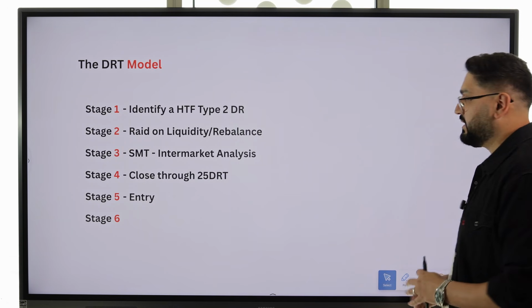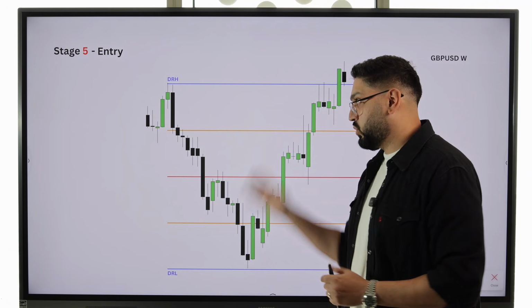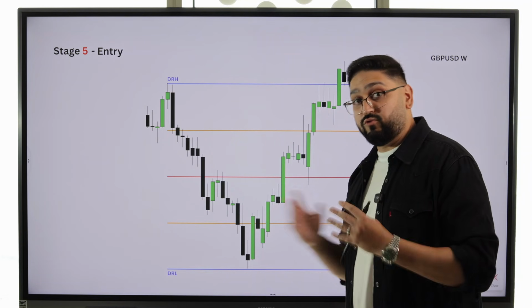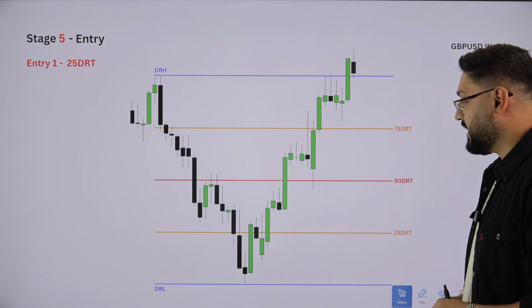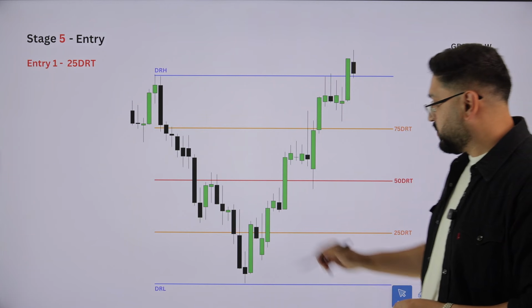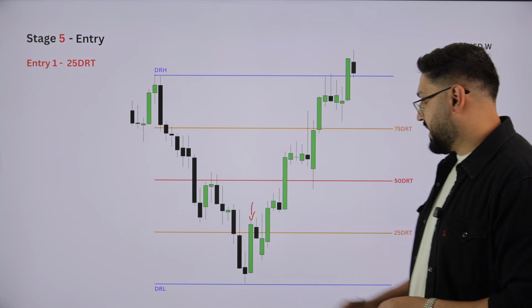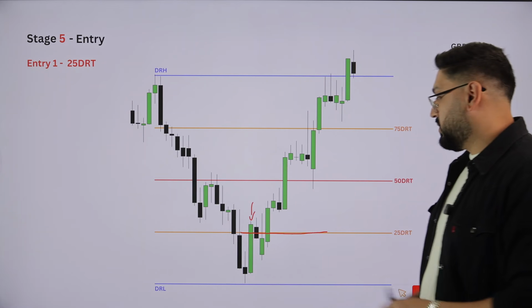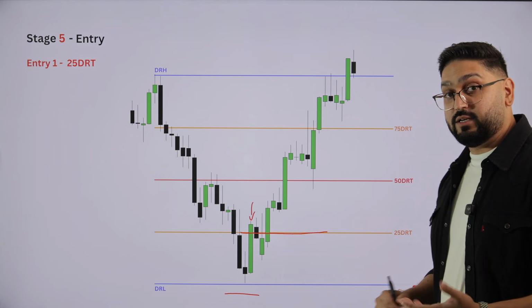Now again, trying to keep this as simple as I possibly can. If we are looking at purely one time frame, each dealing range will offer us 2 really good entries. Our first entry will take place at the 25 DRT level. Once we close above that DRT, when price drops back into that 25 level, we can place a limit order or a market execution and place our stop below that dealing range low.